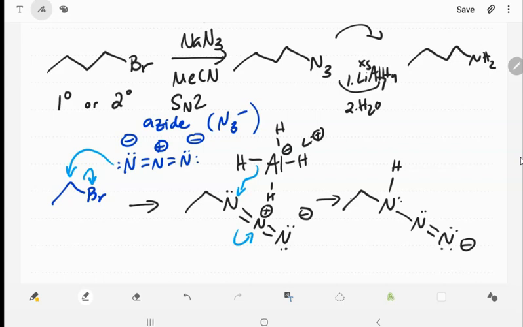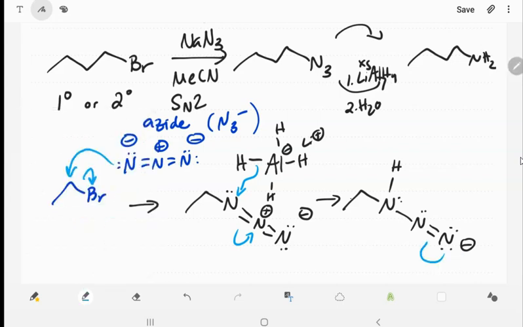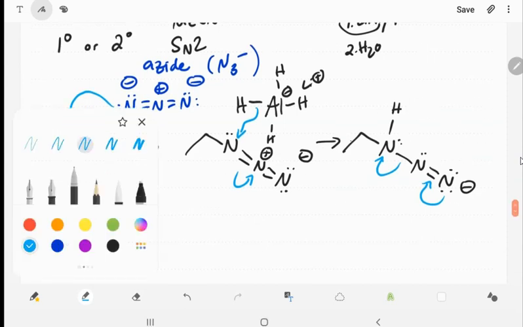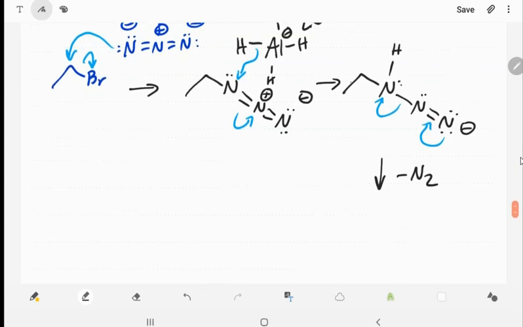And now what happens? Our nitrogen, just like with the, I don't know, what did we do with that had this happen? We lose our ammonia. Oh, it was the Wolff-Kishner, that's right. We lose nitrogen gas. We end up with a negative amide, I'm sorry, this time.